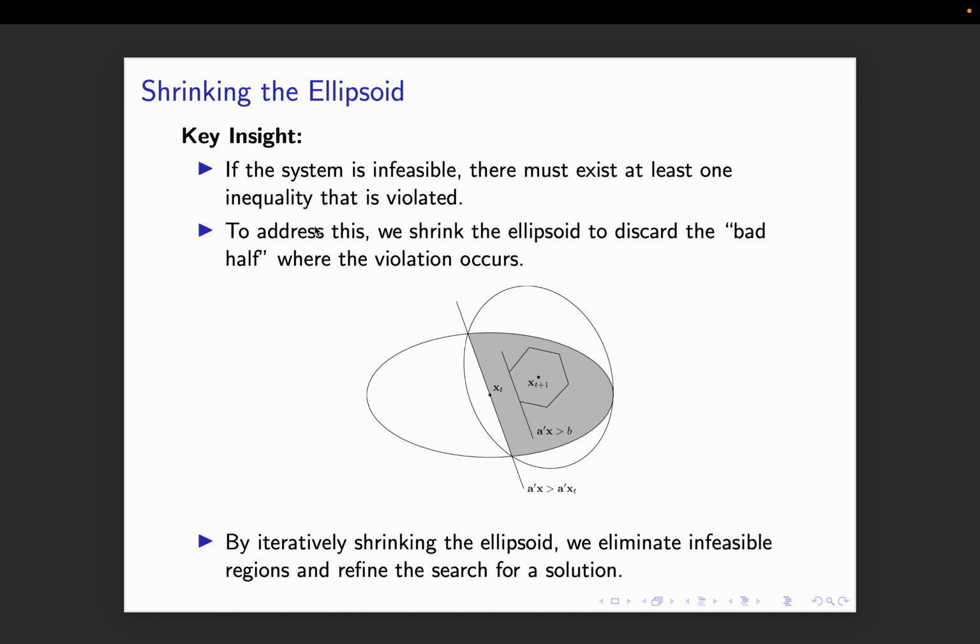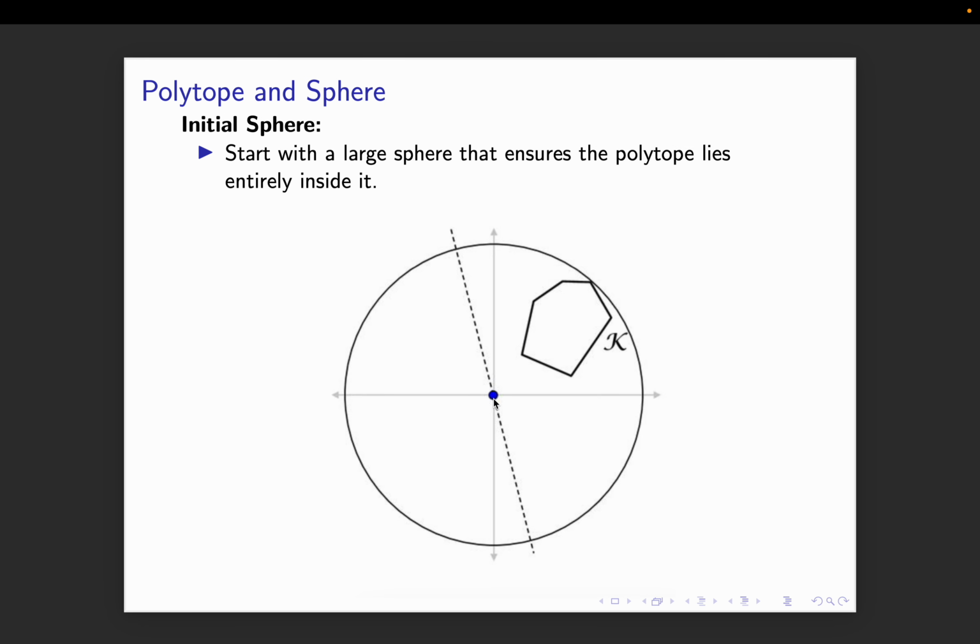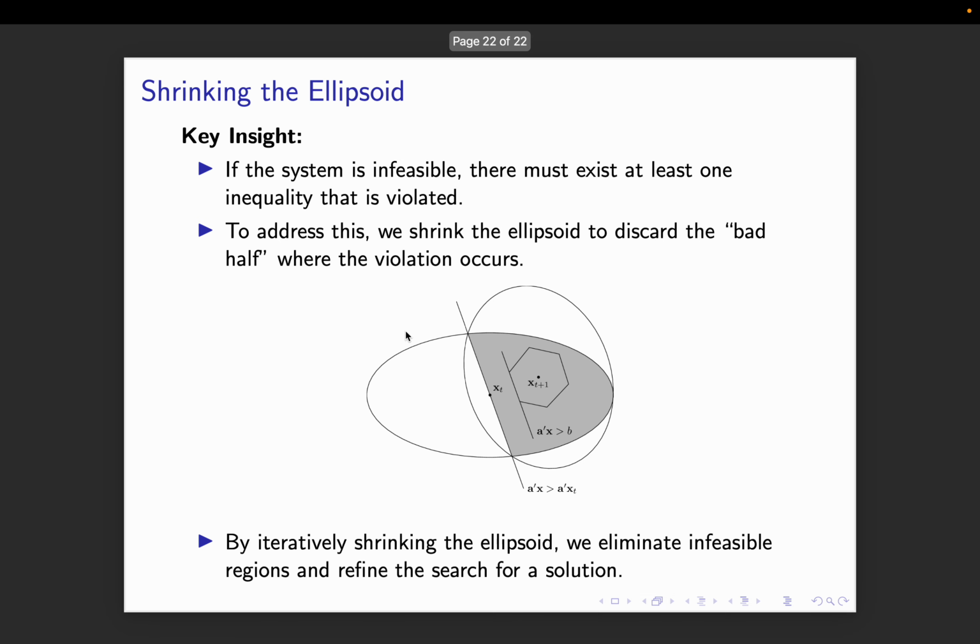Now the key insight is, if the system is feasible, there must exist at least one inequality that is violated by the center of the ellipse. So for example, this is the center of the ellipse. It does not lie in the feasible area. So it violates at least one of the edges of the polytope, right? To address this violation, we shrink the ellipsoid to discard the bad half where the violation occurs.